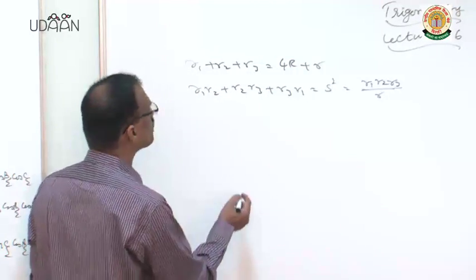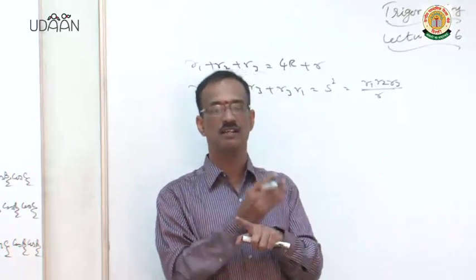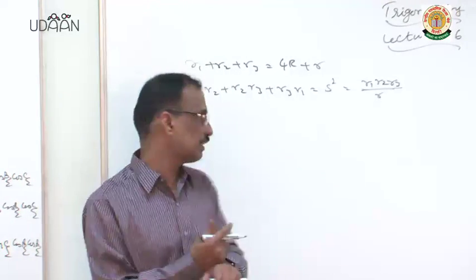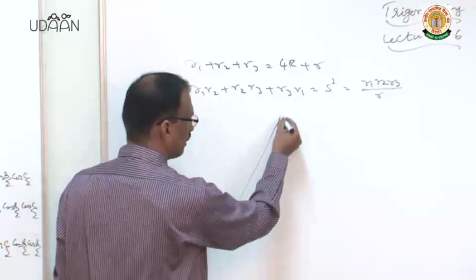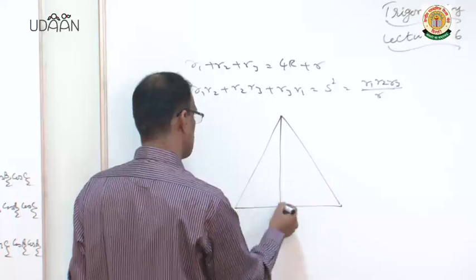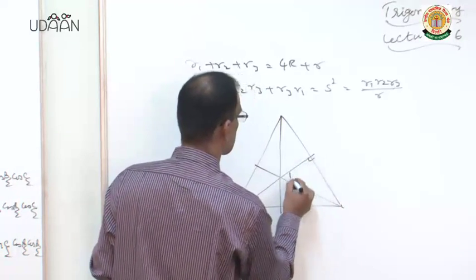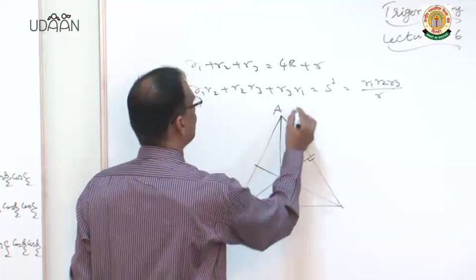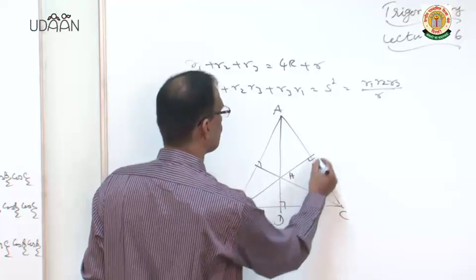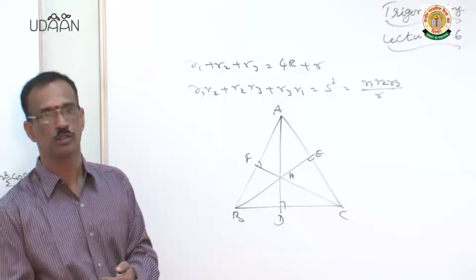The next one, orthocenter. Orthocenter means what? Where the altitudes of a triangle meet at one point. That point is called the orthocenter. So that means you have a triangle here. The altitudes of the triangle meet at H. So this point H is called an orthocenter.